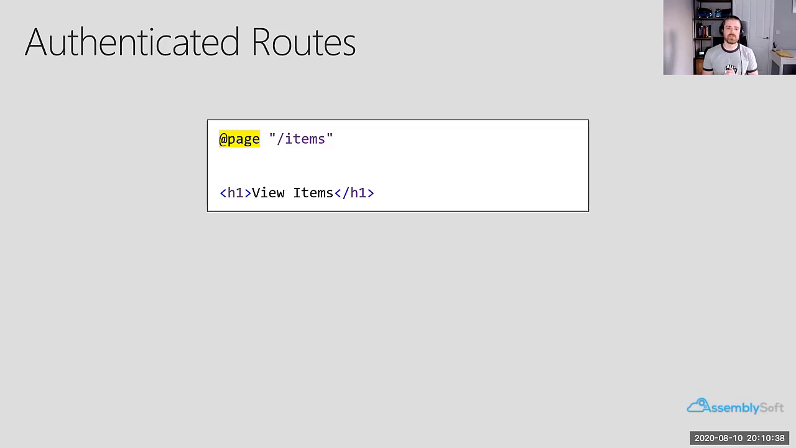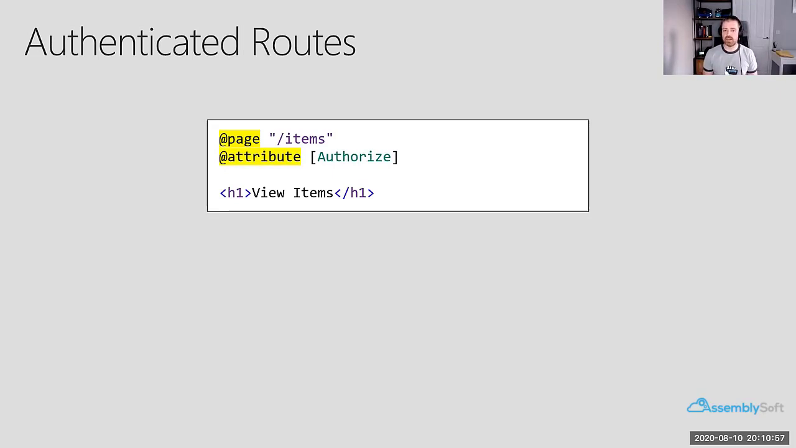So what do you have to do to say that you can only come to this page if you're authenticated? Let's pretend this is in an admin area or something like that. You can only view items if you're logged in. Well, you do exactly the same thing you do if you were using a web API. You just add an attribute called authorize, and you do that using Blazor's attribute directive.